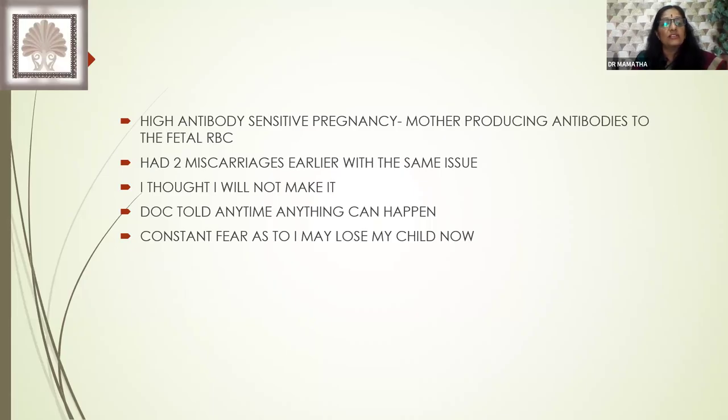And also see the pathology. High antibody sensitive pregnancy, mother producing antibodies to the fetal RBC. She had two miscarriages earlier with the same issue. I thought I will not make it. The doctor told me anytime anything can happen. Constant fear as to I may lose my child now. Okay.